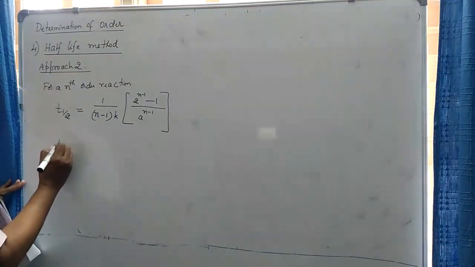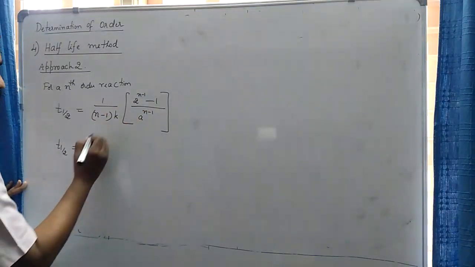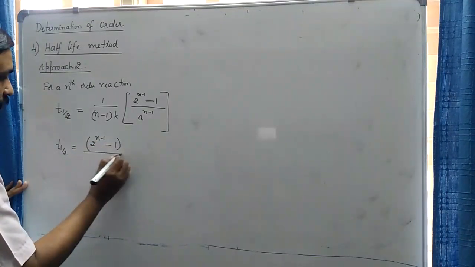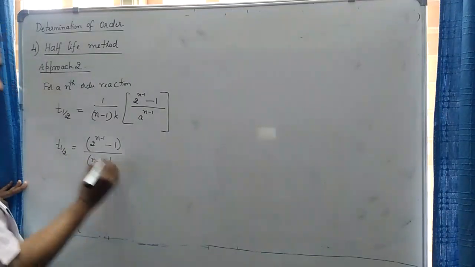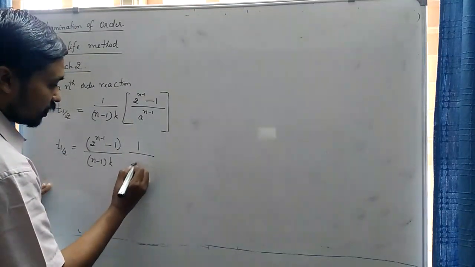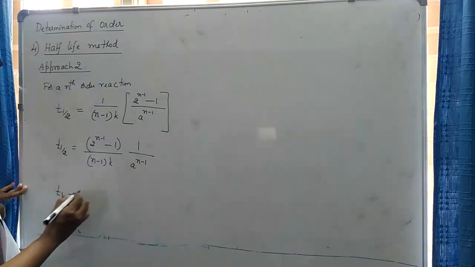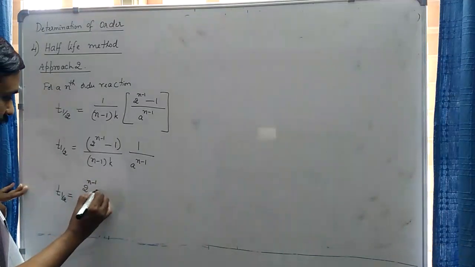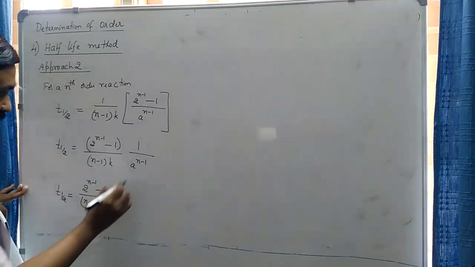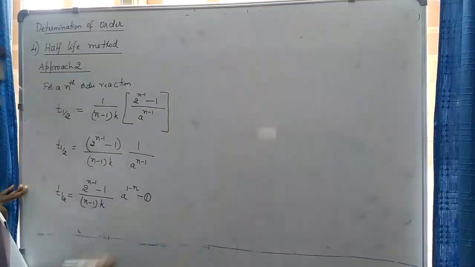Now this can be written as T half is equal to, let me collect all the constant terms together. So I will write it as (2 to the power n minus 1, minus 1) divided by (n minus 1) into k. All these are constants. So here you have 1 divided by a to the power n minus 1, or T half is equal to (2 to the power n minus 1 minus 1) divided by (n minus 1) into k, and if I take this to the numerator, this becomes into a to the power 1 minus n.